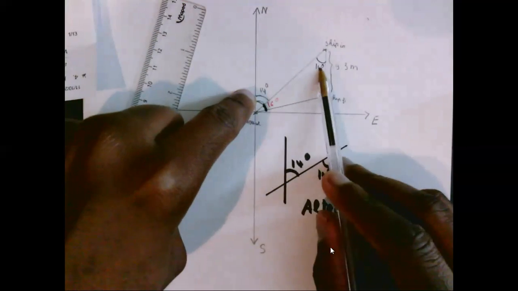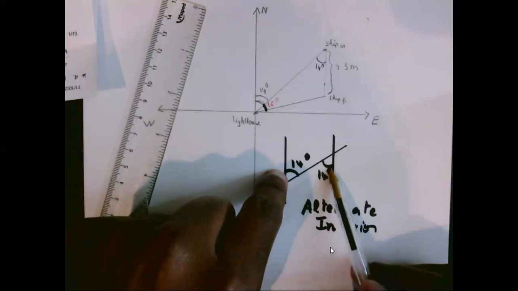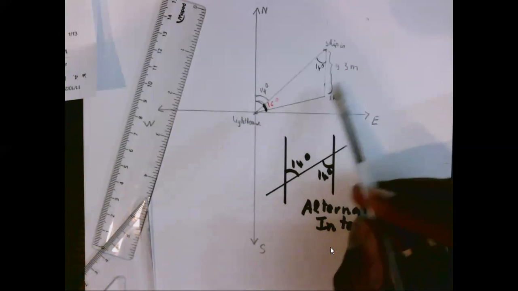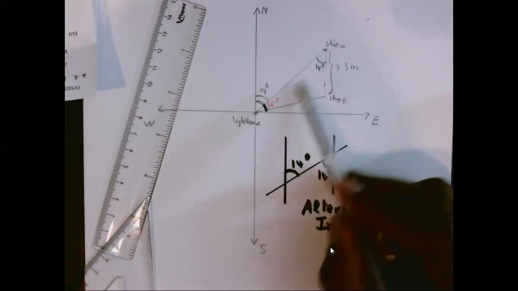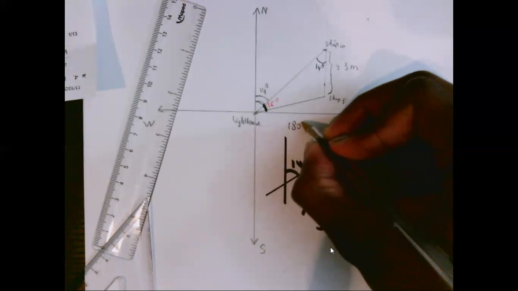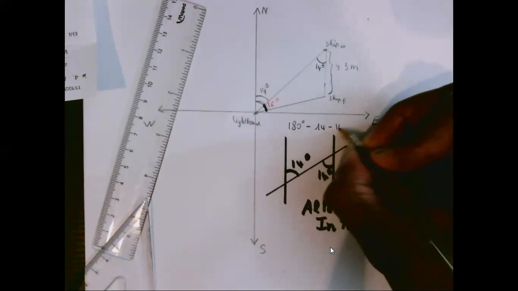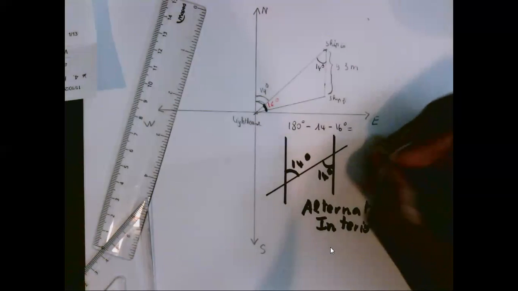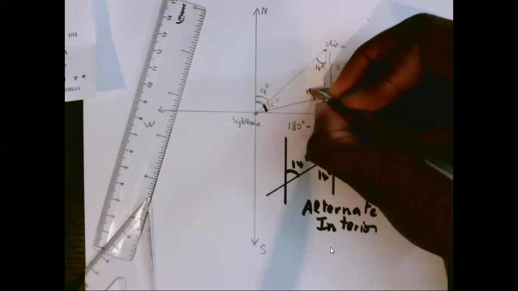So this angle here is 14 degrees just like this one, following the property of alternate interior angles. So this one is 14 degrees as well. So we need to figure out the last one that is here. We have a triangle. The sum of all the angles of the triangle is 180 degrees. So 180 degrees minus 14 minus 16 degrees should give us the remaining angle that is here, and that's going to be 150 degrees. So the angle that is here is 150 degrees.